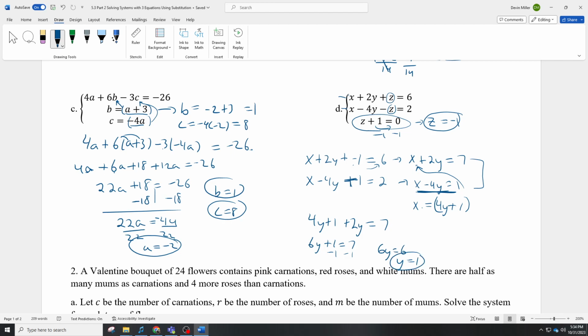Then you can plug that back in to, well, I guess it doesn't really matter which equation you pick. Plug y equals 1 into one of these equations. We can go back to this one over here if you want. Or actually, might as well just do this one here. So it'd be x equals 4 times 1 plus 1. x equals 4 plus 1, which is 5. So we have them all. We have 5 as x, y is 1, and z is negative 1.